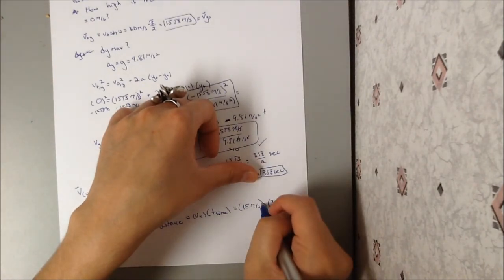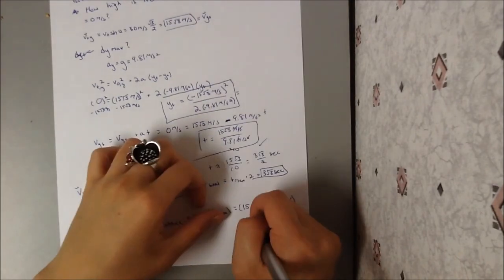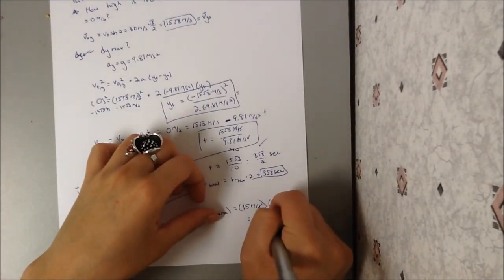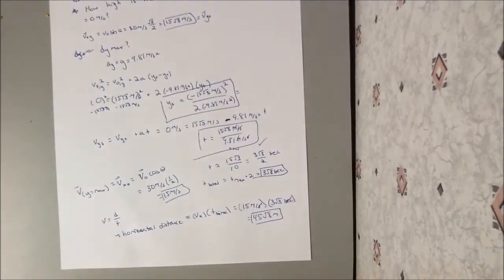Of course, these seconds go away. And I get 15 times 3 radical 3 meters, which is 15 times 3 is 45. So I get 45 radical 3 meters. Sorry, I'm losing my voice a little bit. And that's going to be the distance at which it hits the ground.